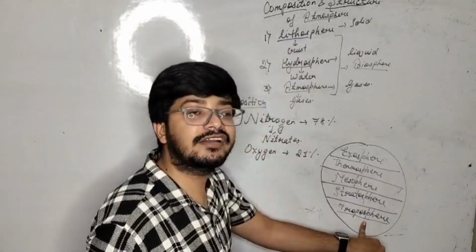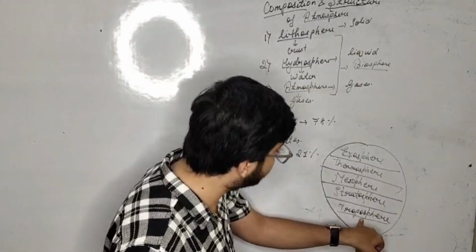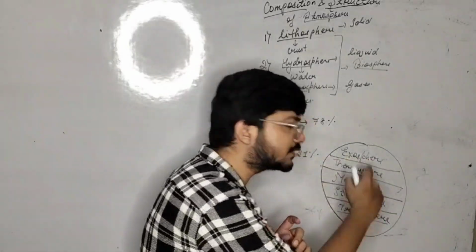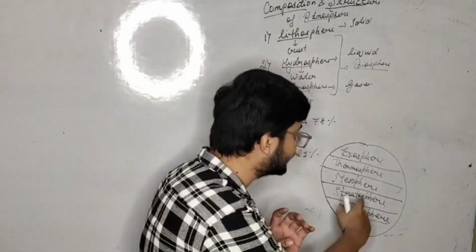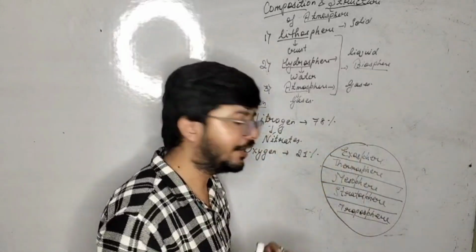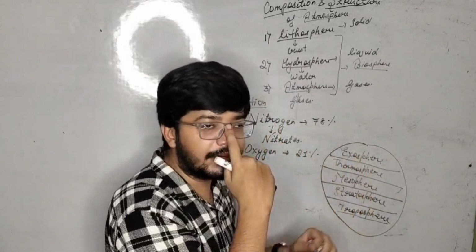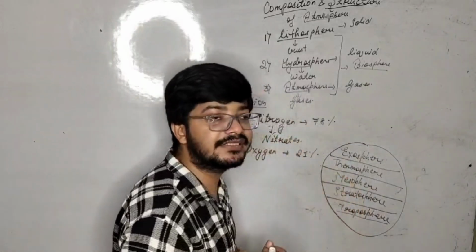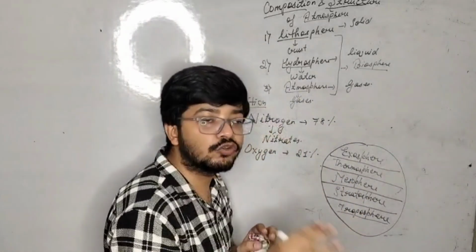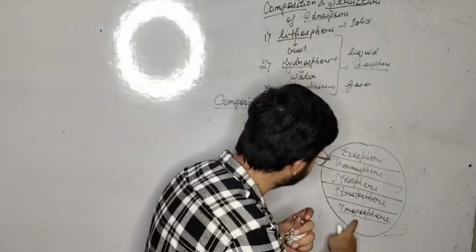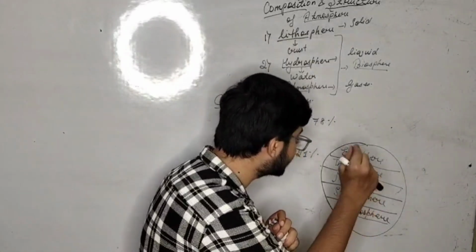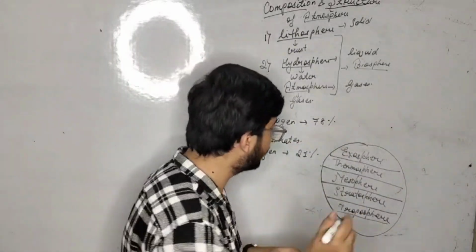Second important thing, all important weather phenomena take place in the troposphere, like the formation of clouds. Birds fly in this layer. As water vapor is present and clouds get formed, aircraft do not fly in this layer. So these are the characteristics of the troposphere.